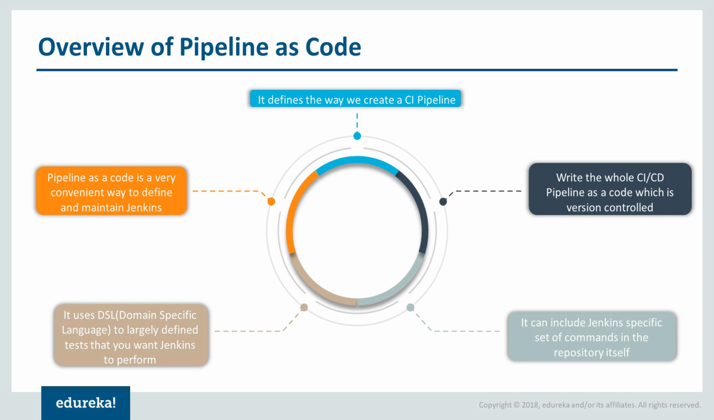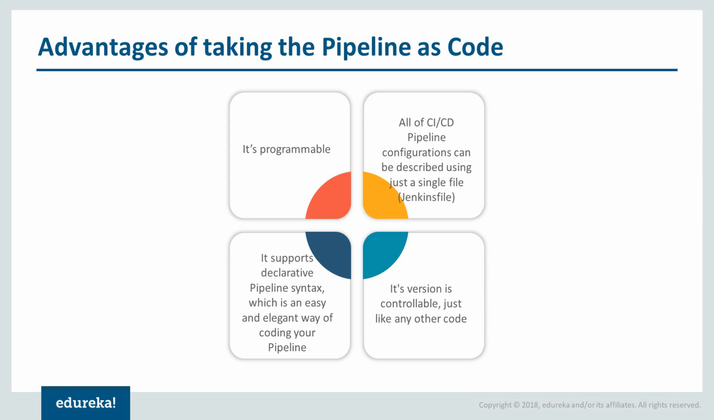So pipeline as code is a very convenient way to define and maintain a Jenkins pipeline. You write the whole CI/CD pipeline as code, which is version controlled, as we have spoken. It uses DSL, which stands for domain specific language, to largely define tests that you want the Jenkins instance, or Jenkins master, to perform. And it can include a Jenkins specific set of commands in the repository itself. So you have multiple ways of defining things, and you can go as granular as possible when it comes to pipeline as code. So what are the advantages?